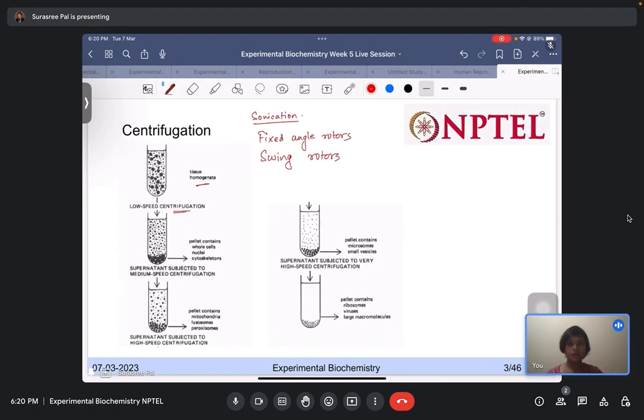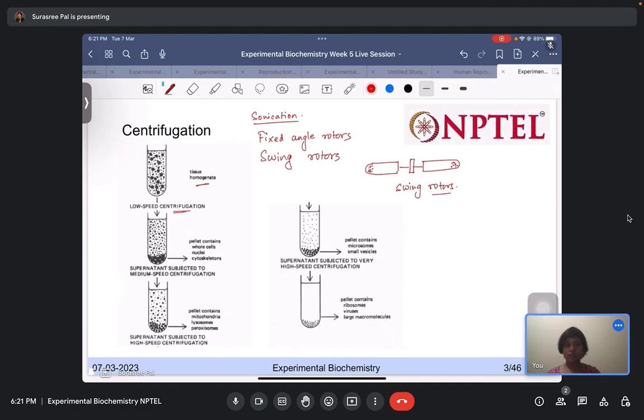The fixed angle rotors rotate at a particular angle, that is why it's called fixed angle. And in swing rotors, the tubes actually become horizontal. So these are the tubes in which we are putting the sample, and the tubes become horizontal in swing rotors, and that is how the centrifugation is carried out.